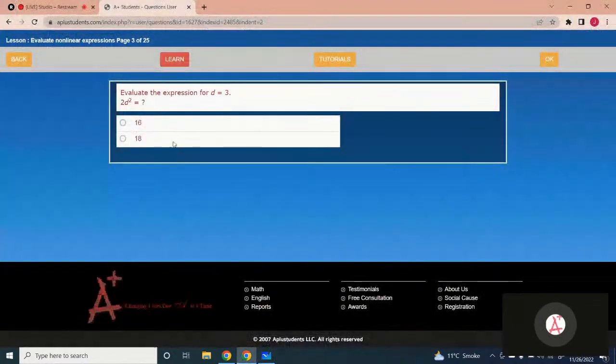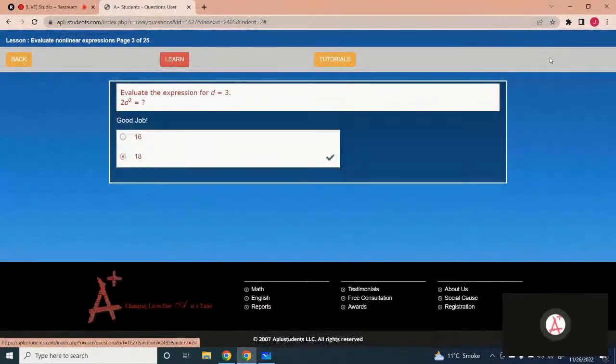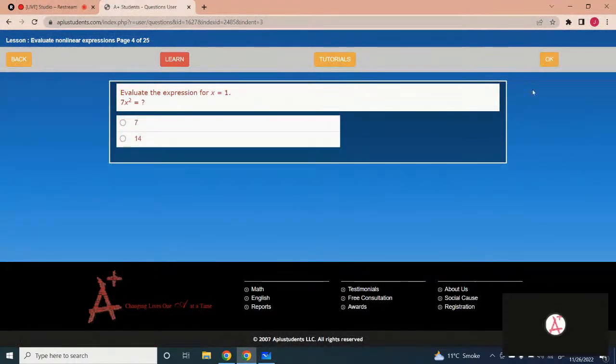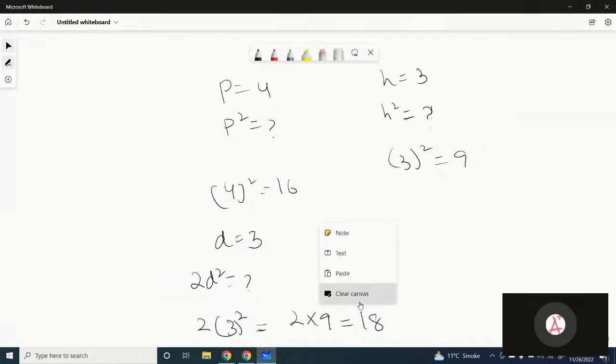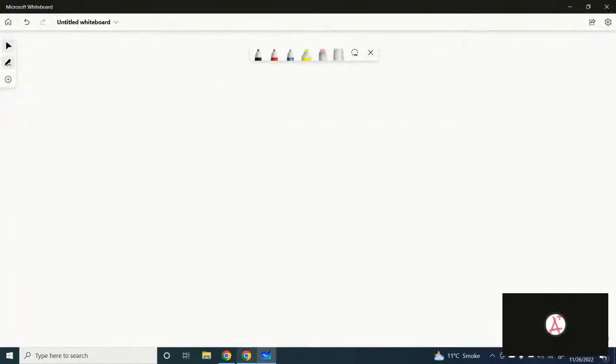Okay, so here you have a word nonlinear. What do you know about nonlinear expressions? What are the nonlinear expressions? Please write the answer in the chat box.